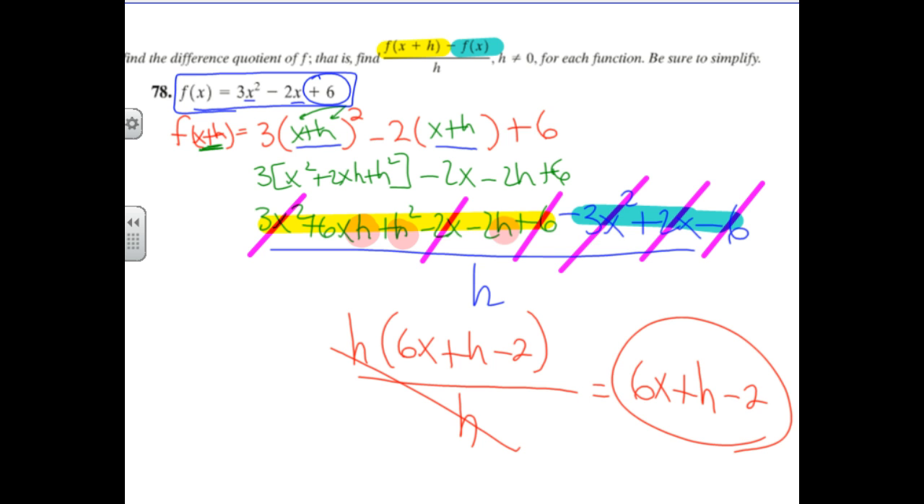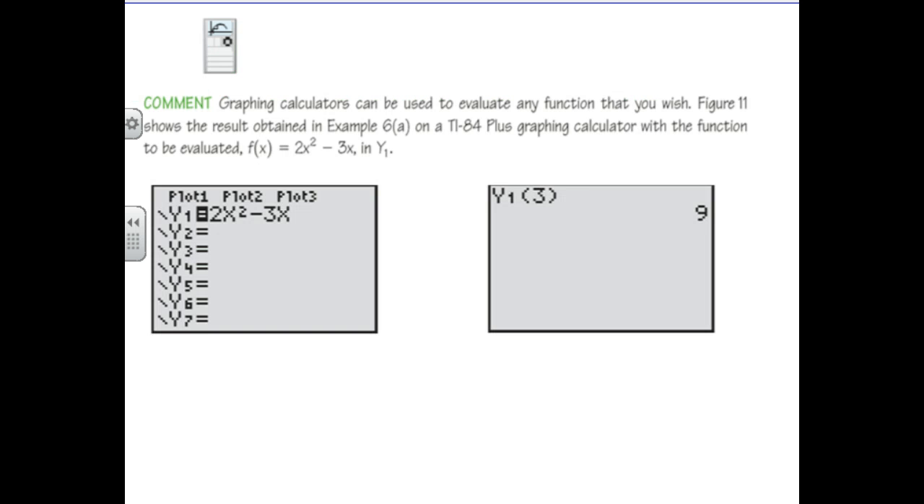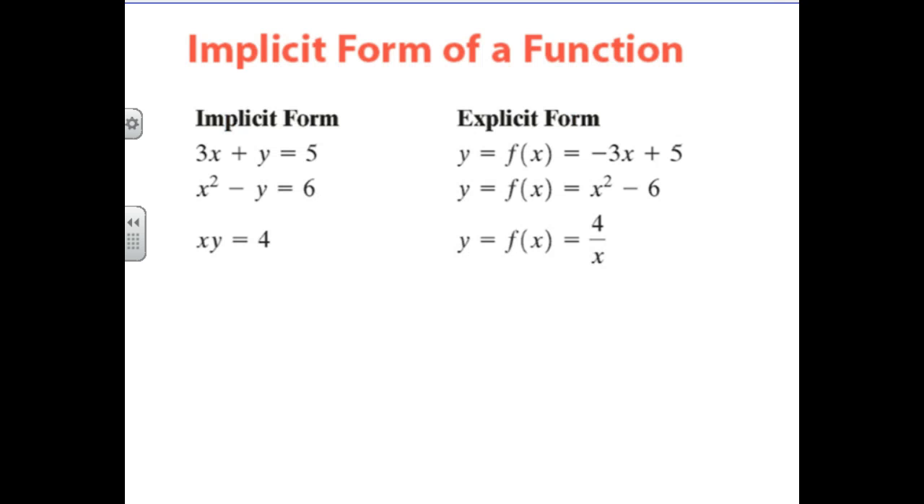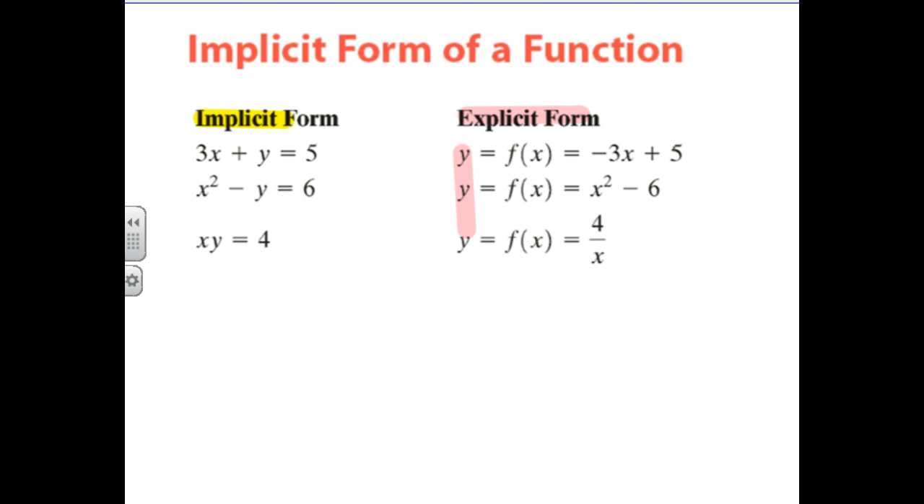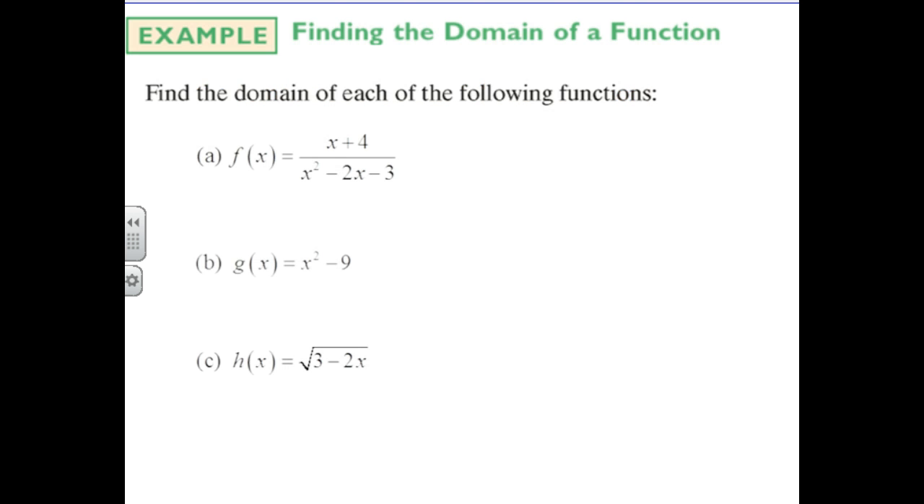Practice that. So also in section 3.1, we started looking at implicit and explicit. Implicit means that it's not solved for y, and explicit form means it's solved for y, and it's easier to find the domain in the explicit form. So we're talking about the domain. Remember, you can't divide by 0, so factor this and find out what would cause that to be 0. And then section 3.1 discussed don't have negatives underneath the radicals.